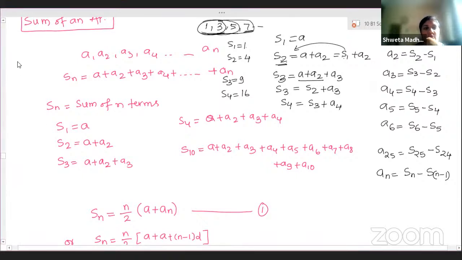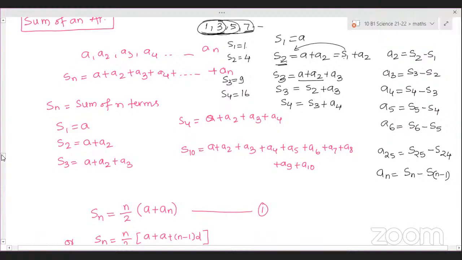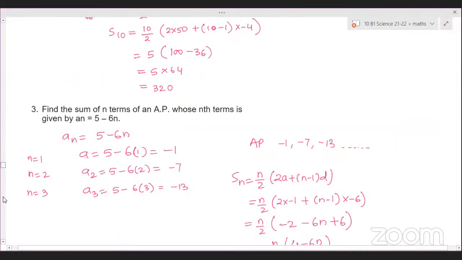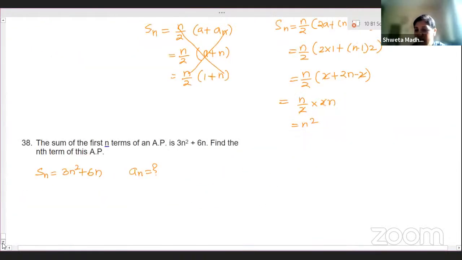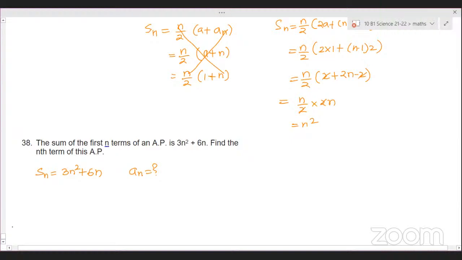Now come back to the question. Everyone completed? So now we have Sn. So can we calculate S1, S2, S3? Yes, ma'am.